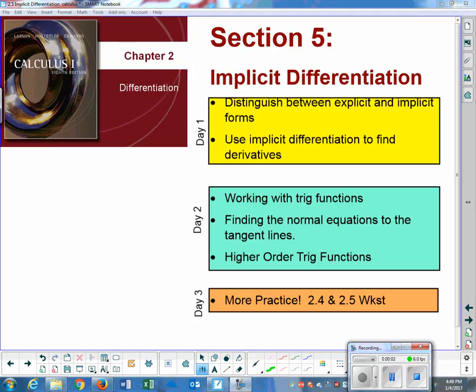Okay, working on section 5, chapter 2. This is day 2. And today we are going to focus on working with these trig functions and how that changes the picture for implicit differentiation. And then I think this will become a day 3 for us, where we find the normal equations.